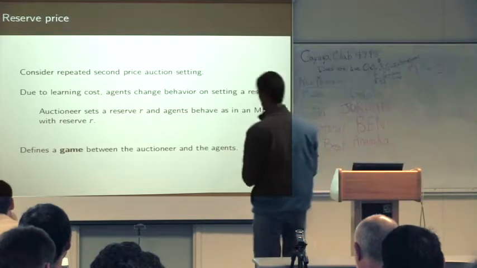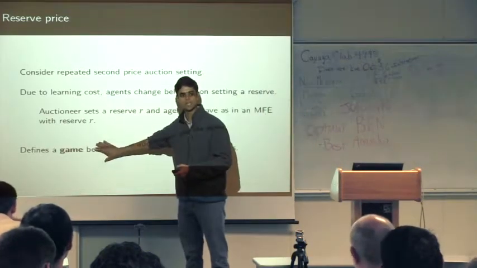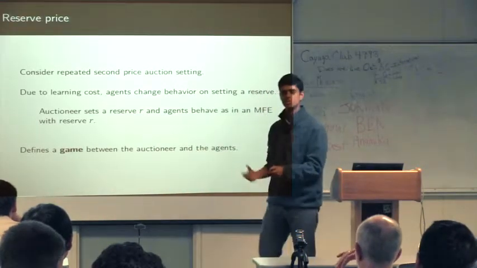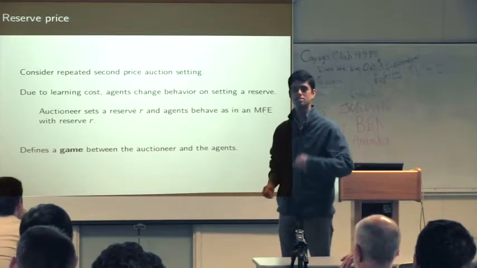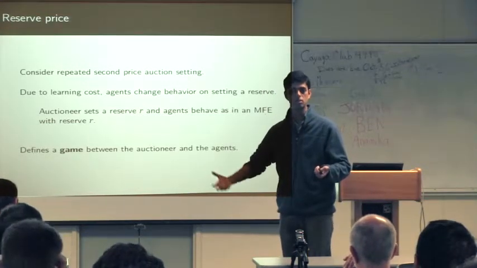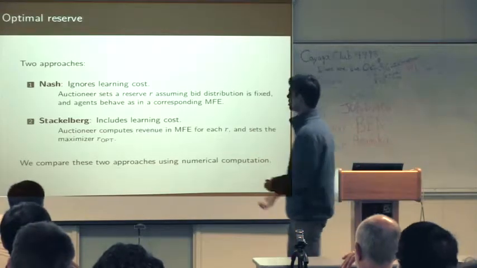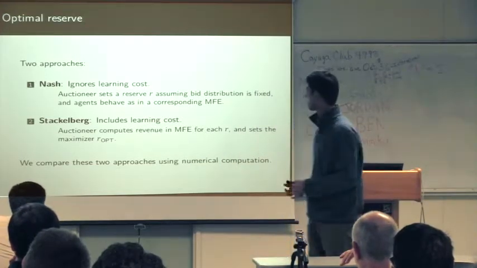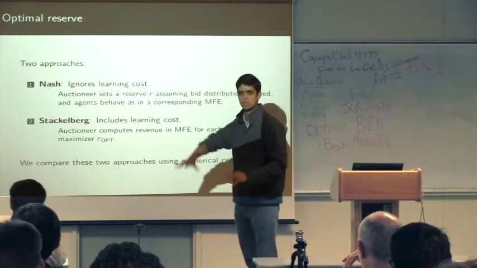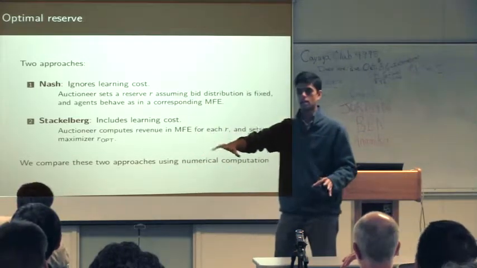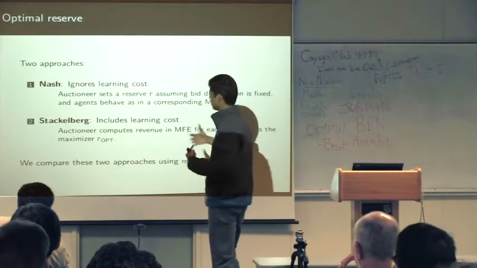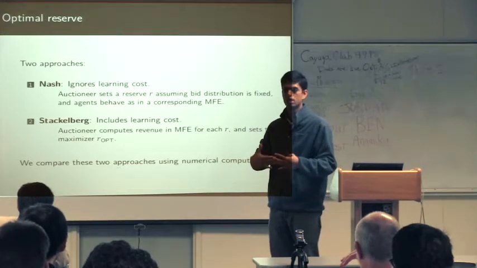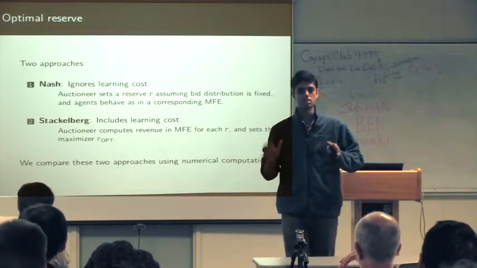And this defines a game between the auctioneer and the agents in the market. The auctioneer sets a reserve price, and then they play so that what results is a mean field equilibrium. You can look at this in two different approaches. One is a Nash equilibrium setting, where the auctioneer sets a reserve price assuming that the bid distribution is fixed, and the agents behave, given a reserve price, according to the corresponding mean field equilibrium. And in equilibrium, these two are consistent.